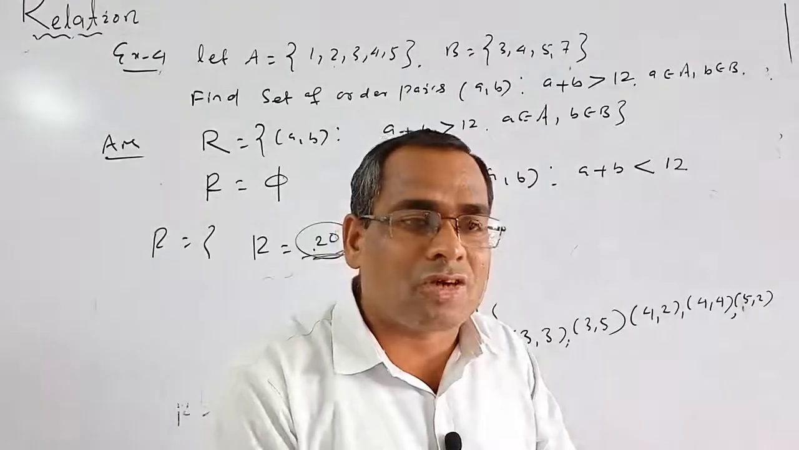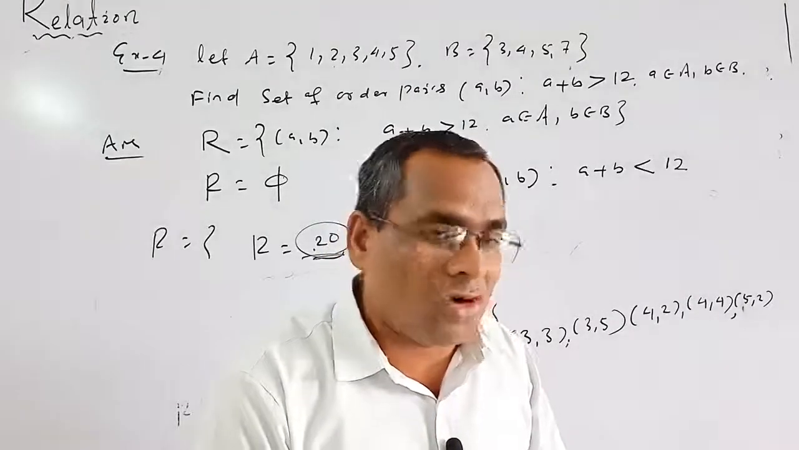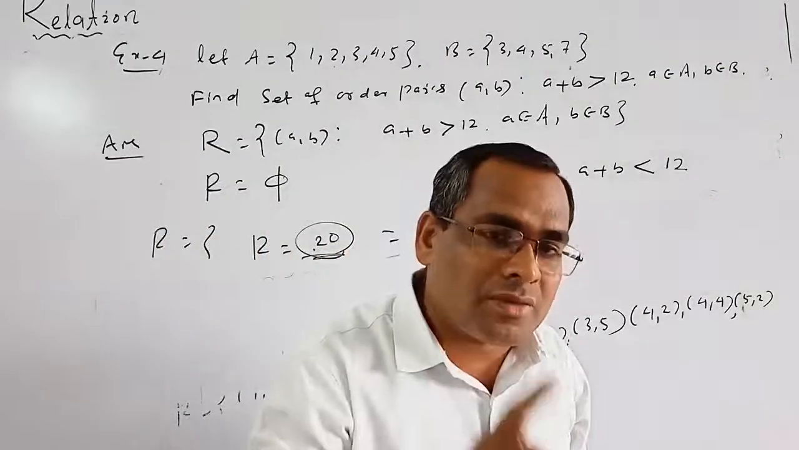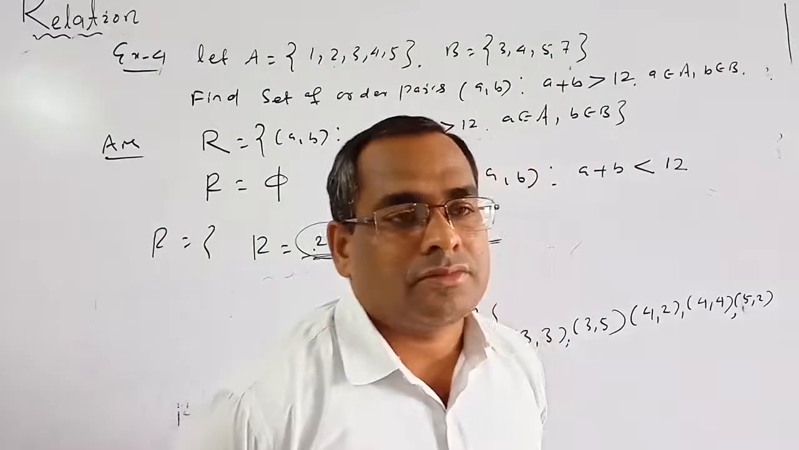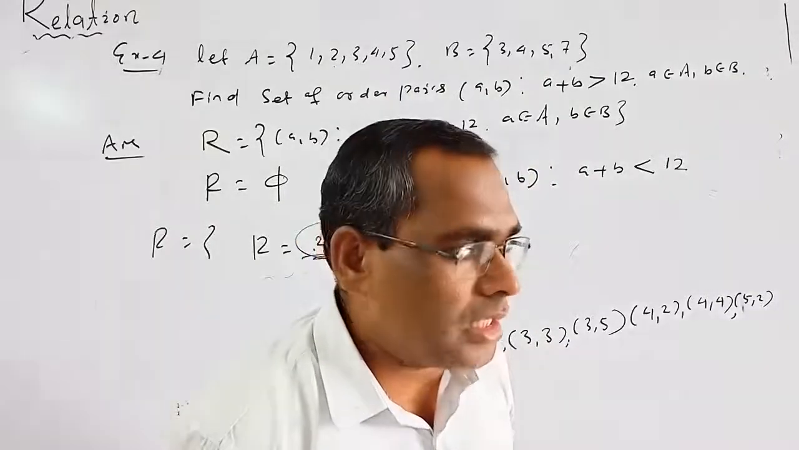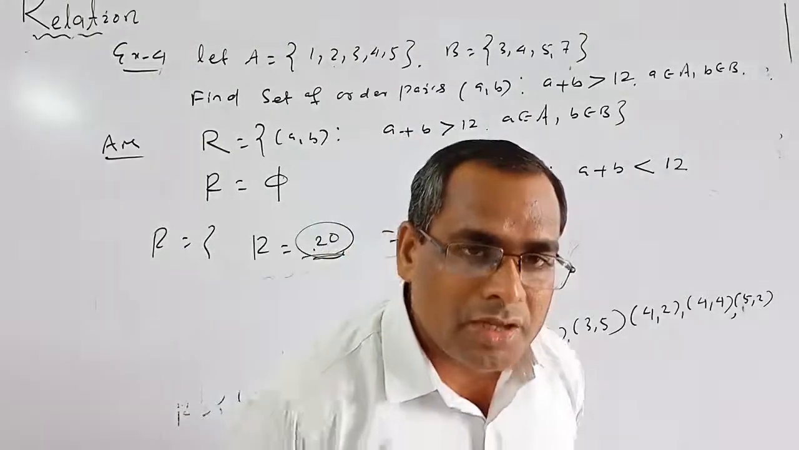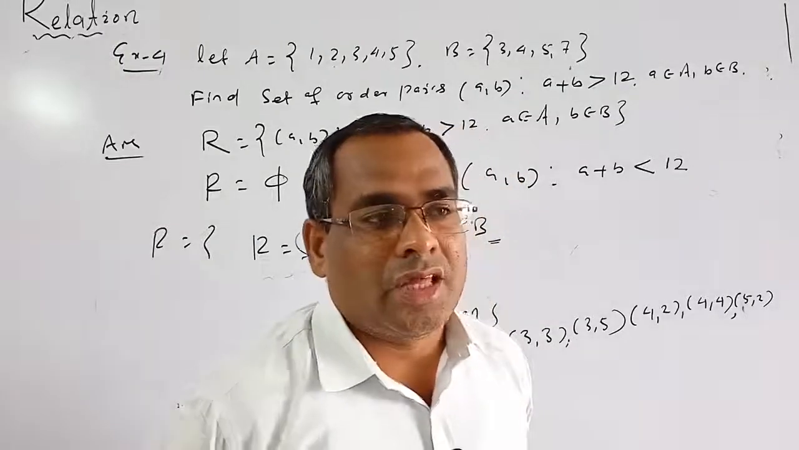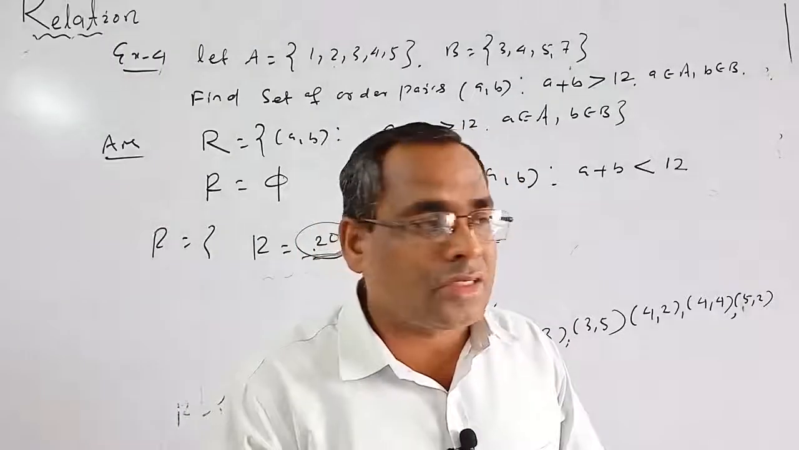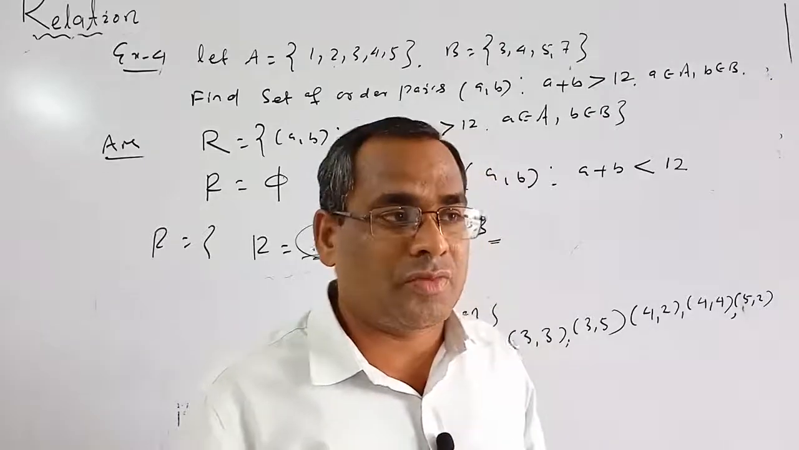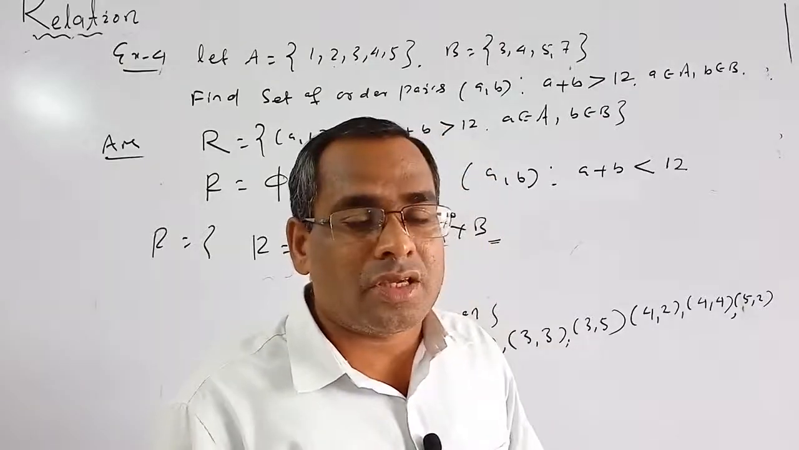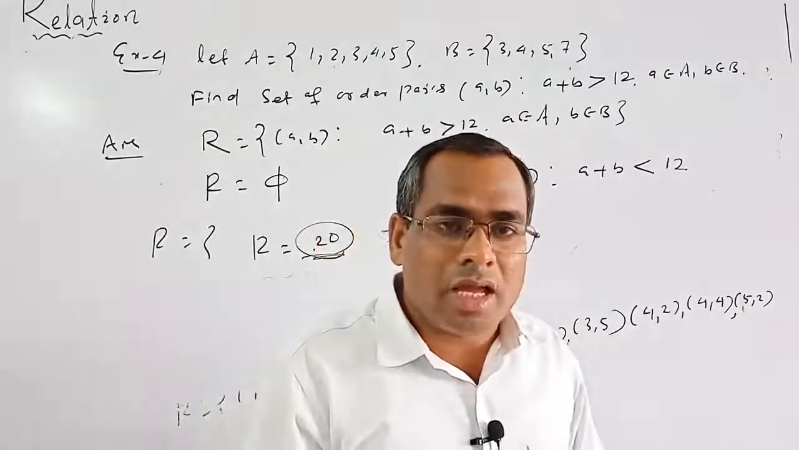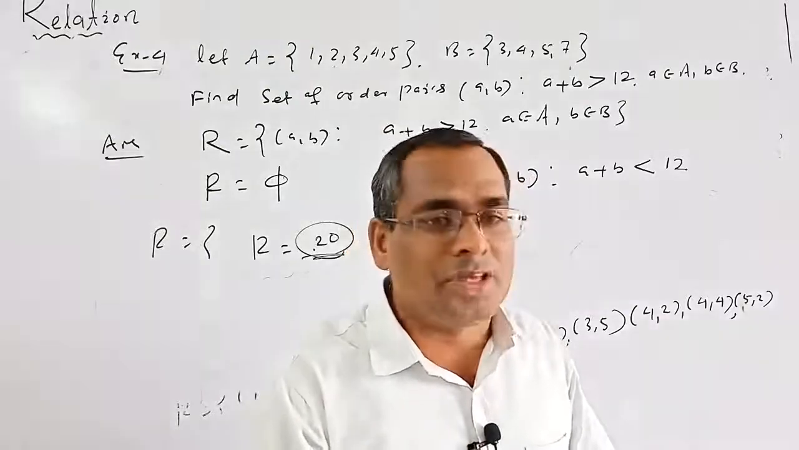So relation means a collection of ordered pairs, and this ordered pair is a set. That set must be a subset of A cross B. So what is a relation? Let A and B be two non-empty sets. If R is a relation from A to B, then R must be a subset of A cross B. And the number of relations from A to B is equal to the number of subsets of A cross B. You know the number of subsets of A cross B is equal to 2 to the power mn, where mod A is equal to m and mod B is equal to n.